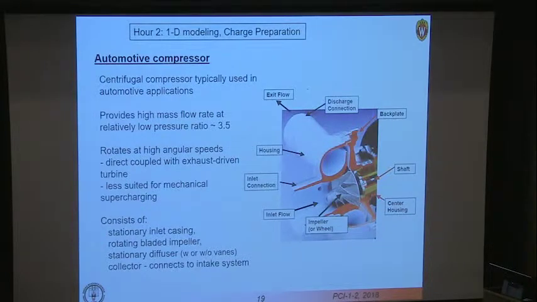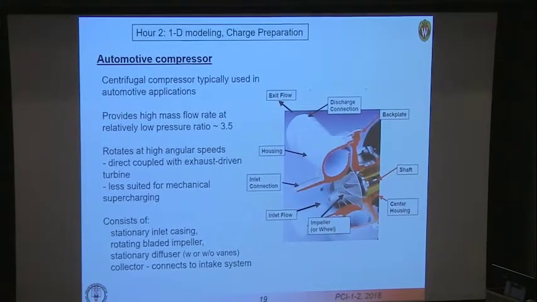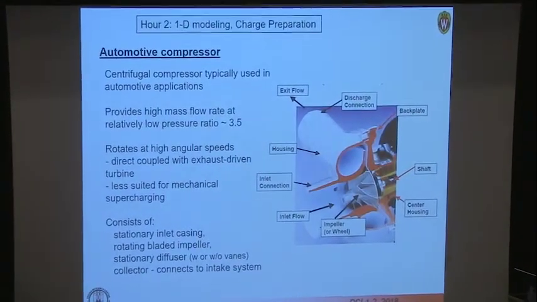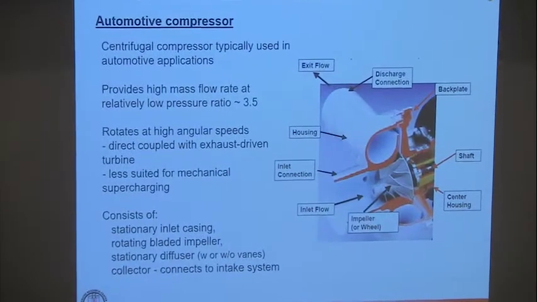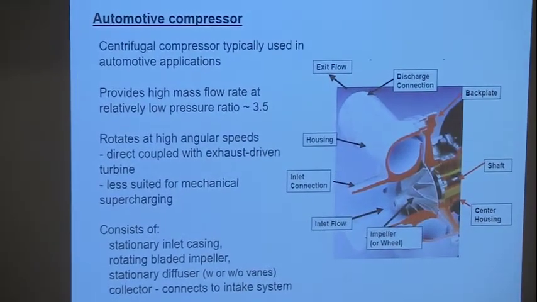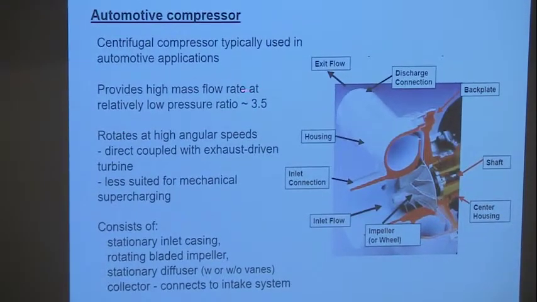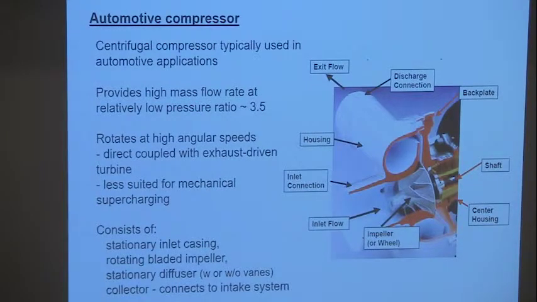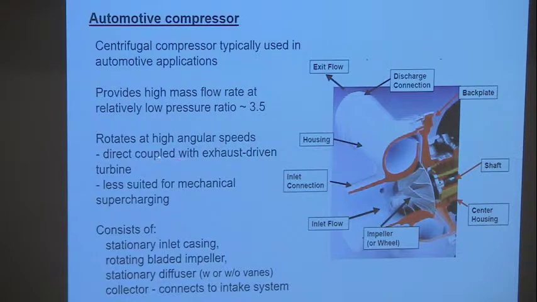Okay, so now let's talk about the air handling devices. The compressor is usually driven by the turbine. In automotive applications, we typically use centrifugal compressors. They provide high mass flow rates and relatively low pressure ratios, so they can pressurize you up to about 3.5 atmospheres. They rotate at high angular speeds, and they're coupled to the exhaust-driven turbocharger.